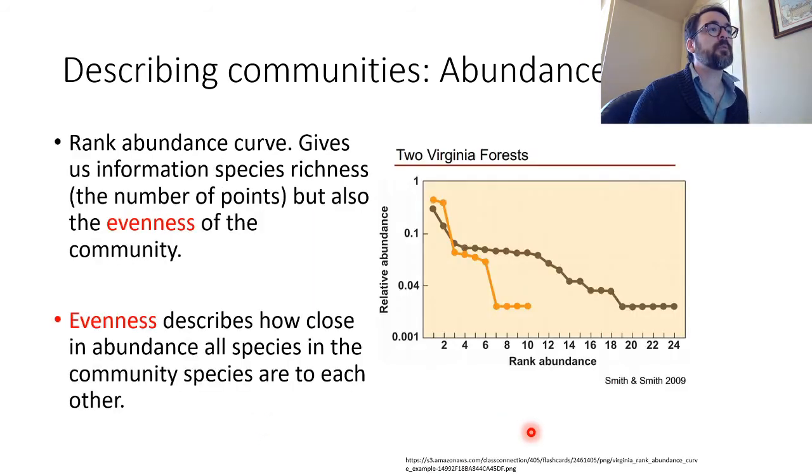And what this does is it shows you information about abundance. And it gives us information about something called the evenness of a community. This describes how close in abundance all the species in a community are to one another, right? So if we look at these 2 forests, represented by 2 lines from this paper in the literature, what we see is that the yellow forest has fewer species, the richness is lower. The brown one has much higher richness, but the brown one also has higher evenness. Even though there are more species, most of them are more similar to each other in abundance than they are here, where they're wildly different in abundance.